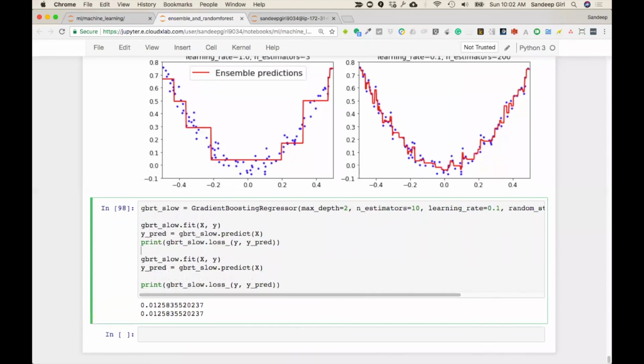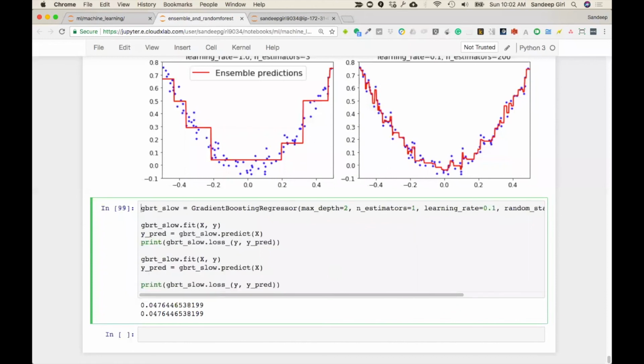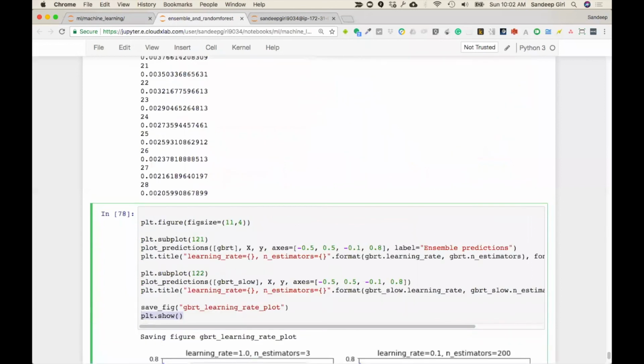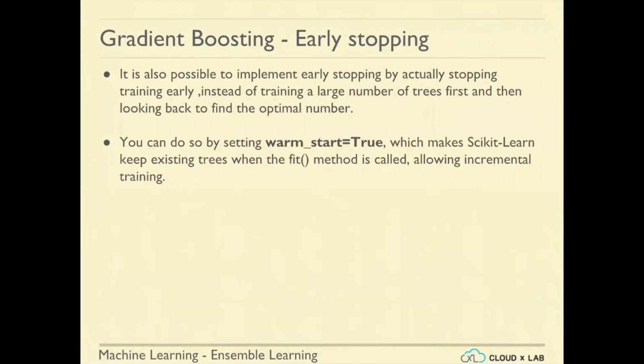Or maybe we might have to break it down to... Okay, so maybe this one is not honoring the warm start. All right, so the general idea is that if you call the fit method, it basically improves the existing one instead of calling it again.